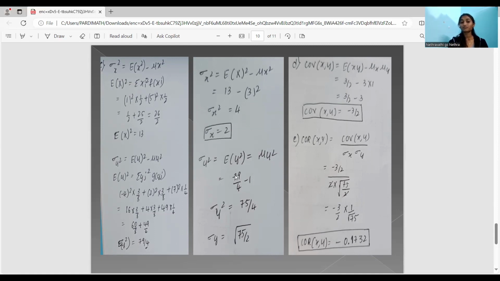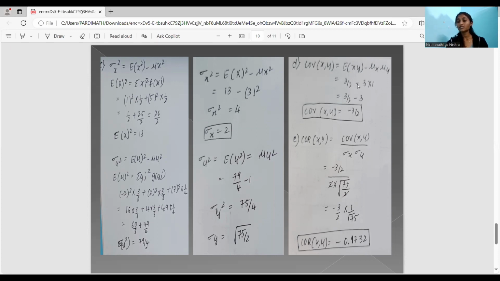In a similar way, by substituting the values in the given formula, we get the answer rho of y is equal to root of 75 divided by 2. So we just found the standard deviation for both x and y. And next, they ask for the covariance of x and y. To find the covariance of x and y, we have a formula, E of xy minus mu of x into mu of y. We have the answer for E of x comma y, that is the expectation of x and y, that is 3 by 2, as we solved earlier.